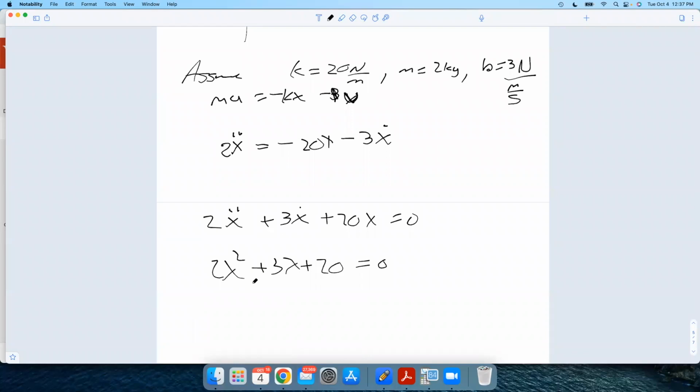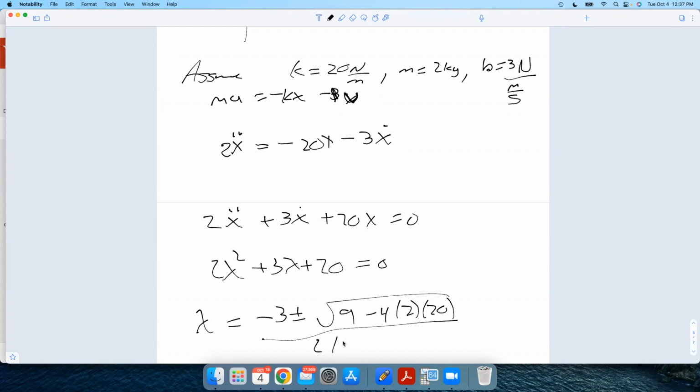Maybe it factors, maybe not. I'm just going to use quadratic formula. Lambda is opposite of b, plus or minus square root of b squared minus 4 times a times c, all over twice a.